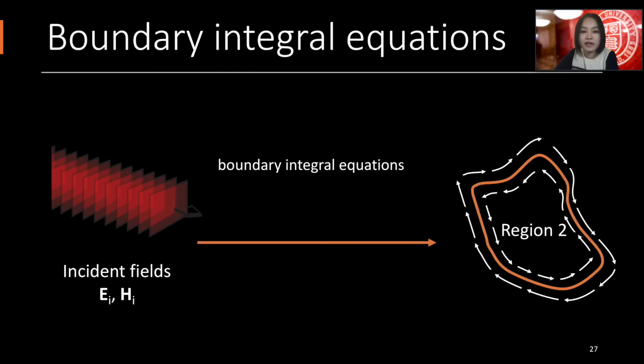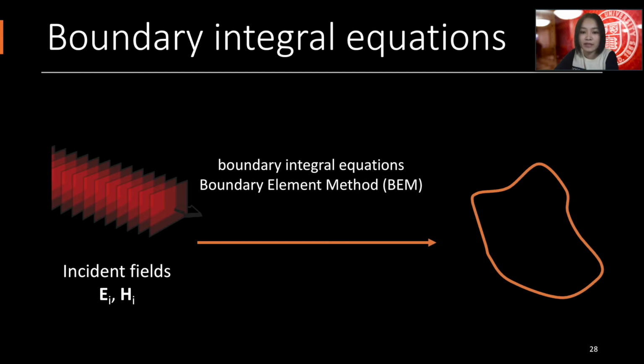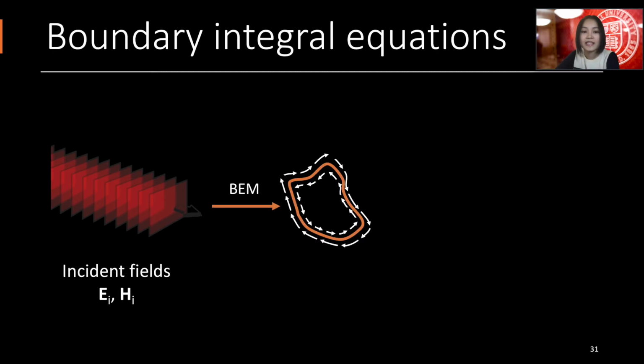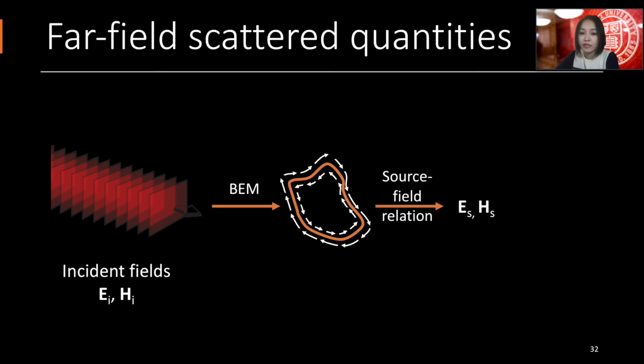Next, we make use of the boundary conditions and relate the incident fields and the surface currents via the boundary integral equations, and solve for the currents using the boundary element method. The boundary element method discretizes the boundary of the cross-section and turns the boundary integral equations into a matrix system to solve. After we obtain the surface currents from the boundary element method, we can replug them into the source field relation and compute scatter fields.